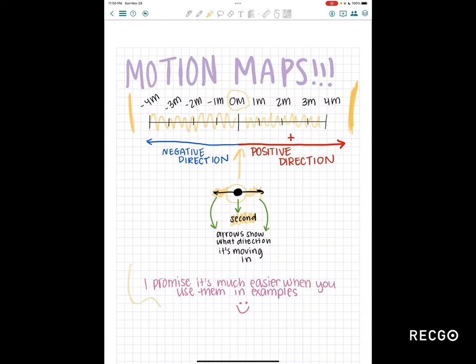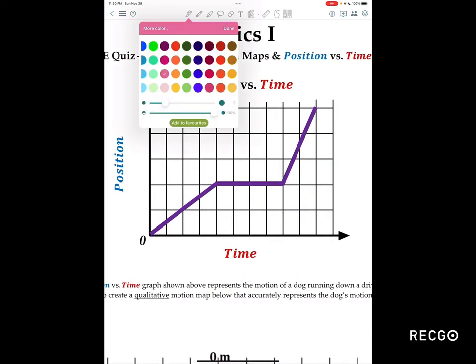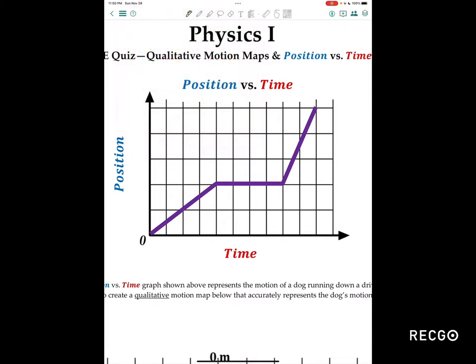As I write right here, it is a lot easier when you look at examples and have a position versus time graph, because that is where you'll be getting your information from. So let's do an example. First, what I like to do is just label this. Time is in seconds and position is in meters.